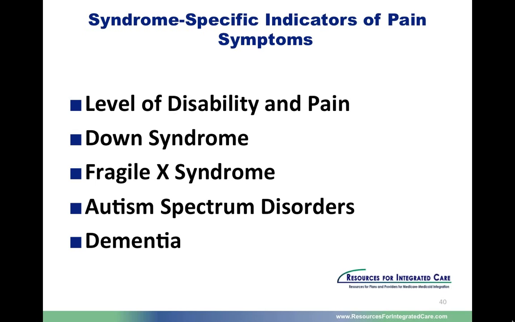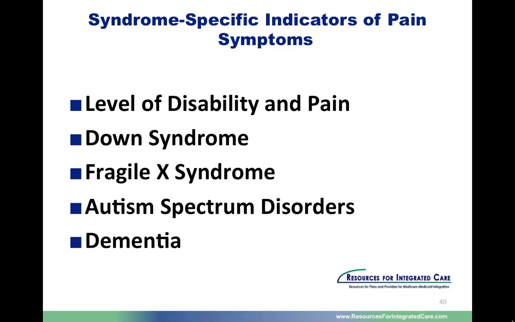And what we want to pay attention to also is the level of the disability that the individual has. And just to focus on the syndrome-specific indicators of pain, there are specific issues that can happen with specific syndromes. So we pay attention to their diagnosis and the pain that they're in. But there are things we have to pay attention to in addition to that.